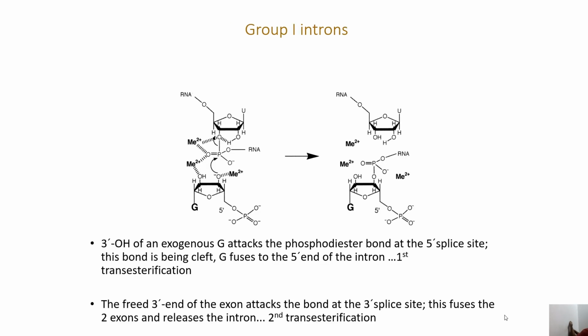So if we talk about the group 1 introns, the 3' OH of an exogenous G attacks the phosphodiester bond at the 5' splice site. This bond is being cleaved. G fuses to the 5' end of the intron, and the first transesterification is what is happening right now. Then the free 3' end of the exon attacks the bond at the 3' splice site. This fuses the two exons and releases the intron, the second transesterification.